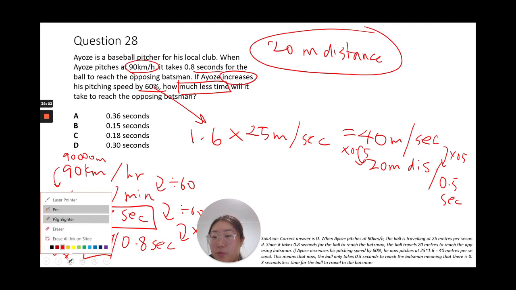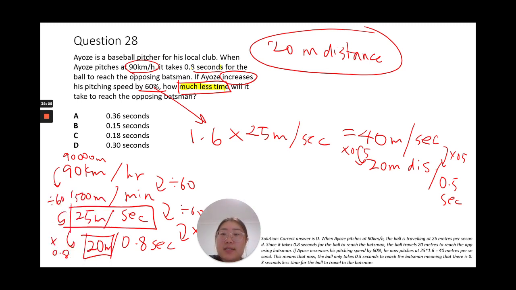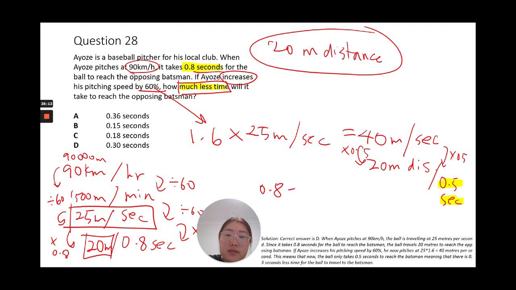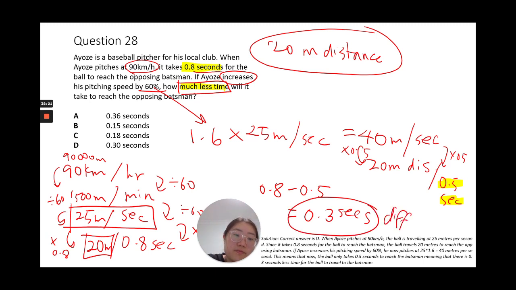So now we want to figure out how much less time, so minusing. It originally took him 0.8 seconds, now it takes him 0.5 seconds. So you're going to do 0.8 minus 0.5, and you get 0.3 seconds difference. Okay, or option D. Hopefully that makes sense. Okay, I know that's a long question. Like I prefaced, this is not expected of you, okay? It's a quite difficult question, but if you get it right, kudos to you. If you didn't, that's okay. Hopefully you got other questions correct.